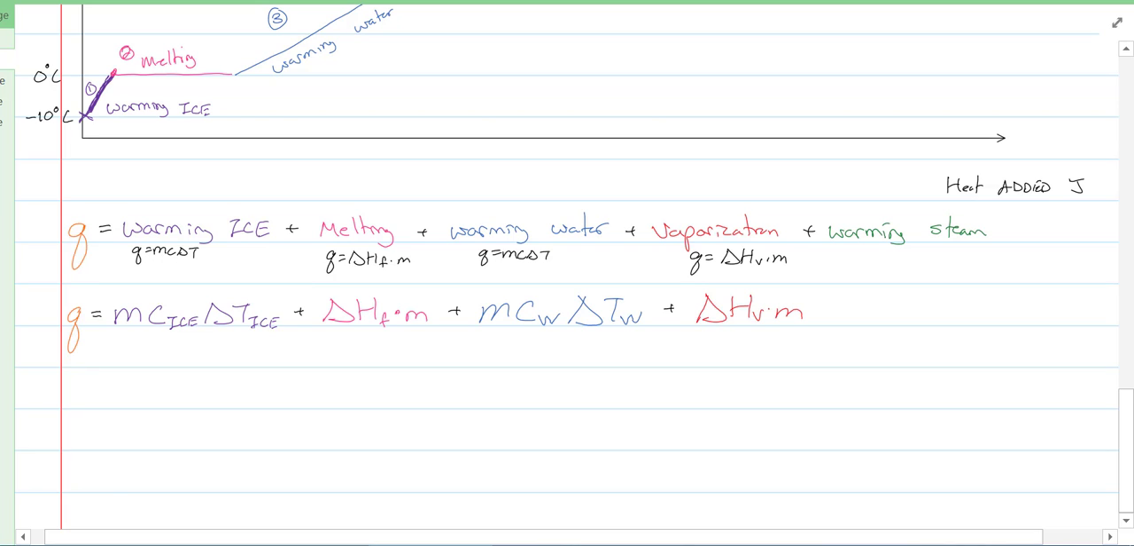And then warming steam. Warming would be a Q equals MC delta T situation. We will have M, C of steam, delta T of steam, to give Q.